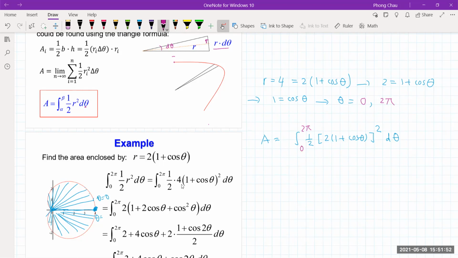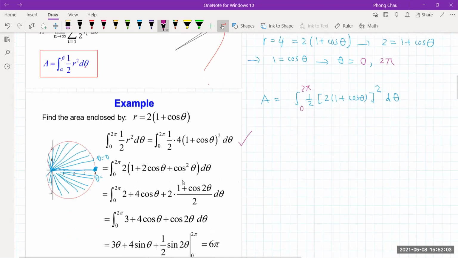Now 2 squared, of course, is 4, and then (1 plus cosine theta) squared. With the complete setup, again, it will be easy to integrate. 4 times a half makes 2. This one you've got to FOIL: 1 plus cosine times 1 plus cosine. You FOIL and you get 1 plus 2 times cosine plus cosine squared. Okay, and then we multiply it out to clean up. 2 times 1 is 2. 2 times 2 is 4.